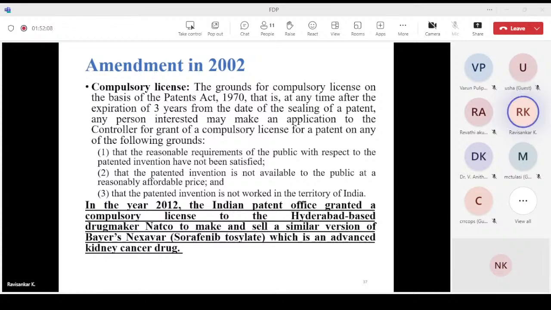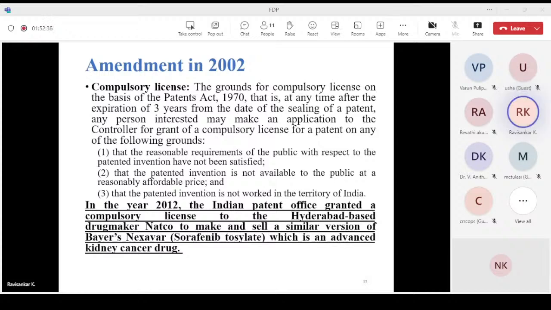So as I said earlier, the MNC companies don't have manufacturing facilities in India, and they used to import the same drugs from their origin country and market the products in India. But in 2002, to overcome these problems, these grounds have been created so that if the patented invention is not worked in India, then that is one of the grounds for obtaining compulsory license.